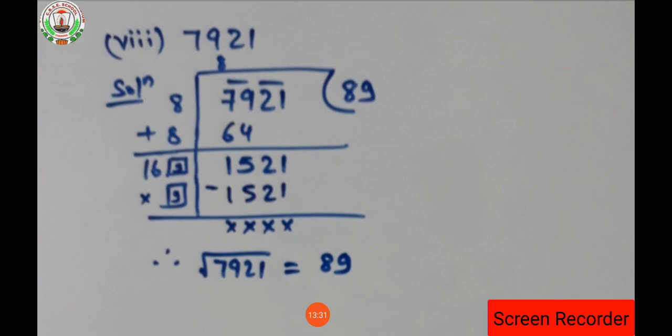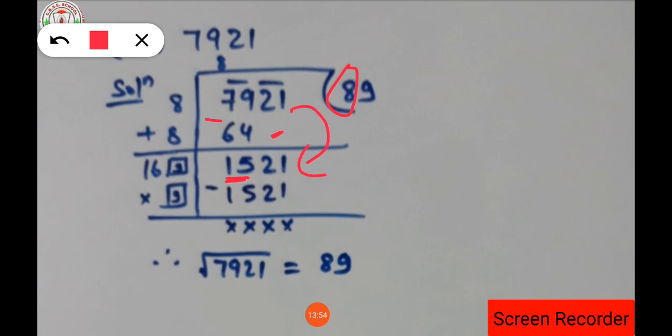So the first question, 8th part, we are having 7921, making the pairs of two digits. Then think of the number, that is, 8 8s is how much? 8 8s is 64. So 64 we will write here and 8 we will write in the quotient. Then after subtraction, how much will we get? 15, isn't it?